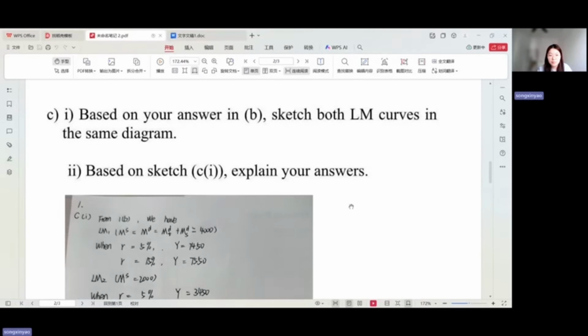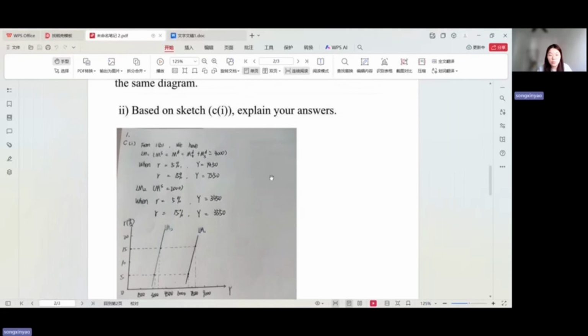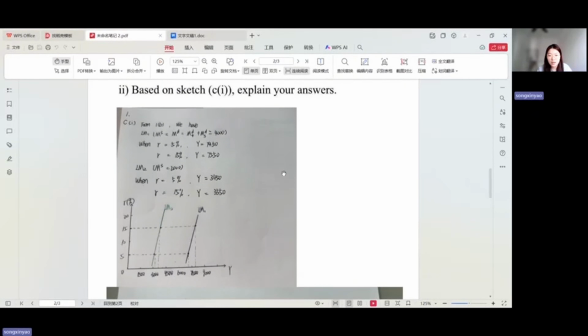Let's see part 1C. From 1B, we have LM1, MS equal to 4,000: when R equals 5%, Y equals 7,450; when R equals 15%, Y equals 7,550. For LM2, MS equal to 2,000: when R equals 5%, Y equals 3,450; when R equals 15%, Y equals 3,550.